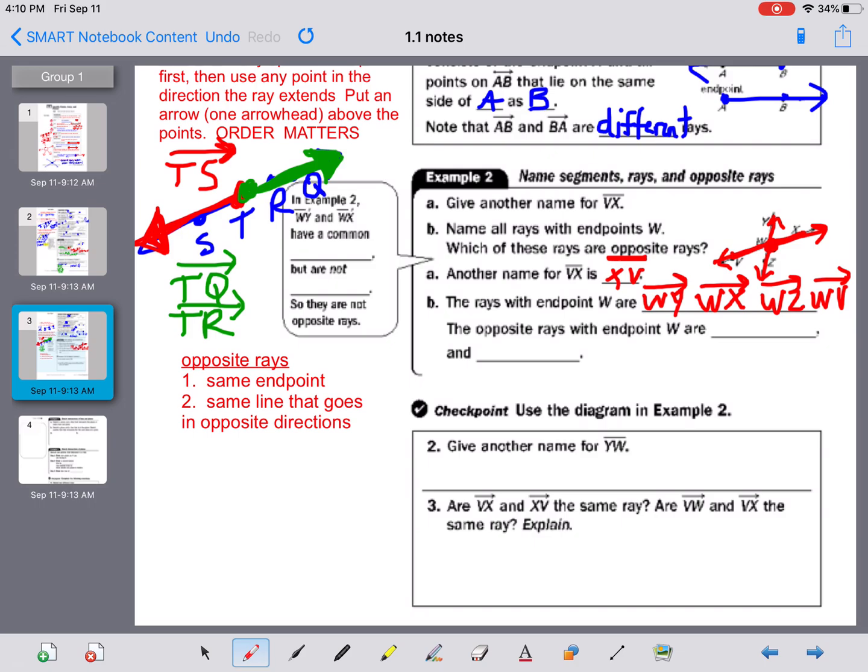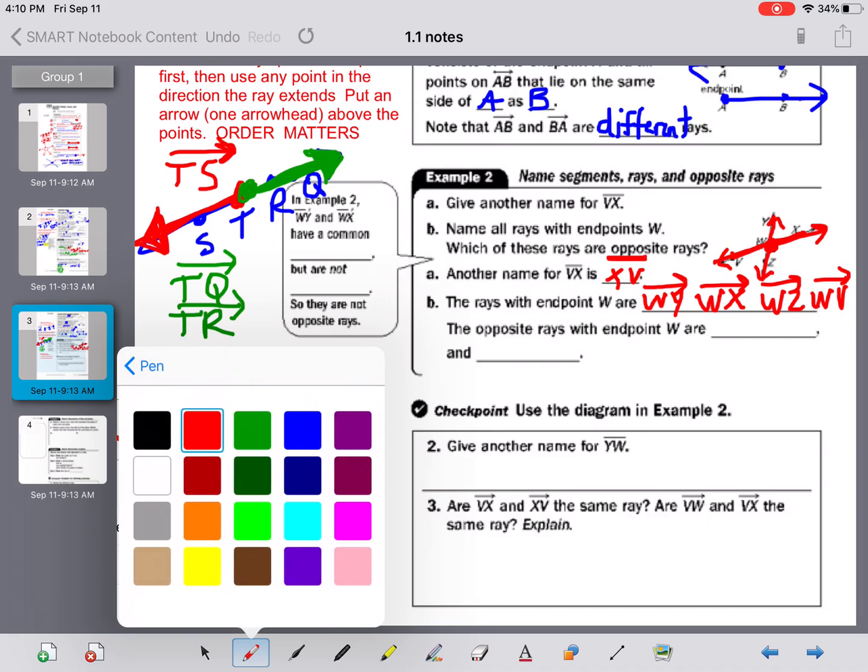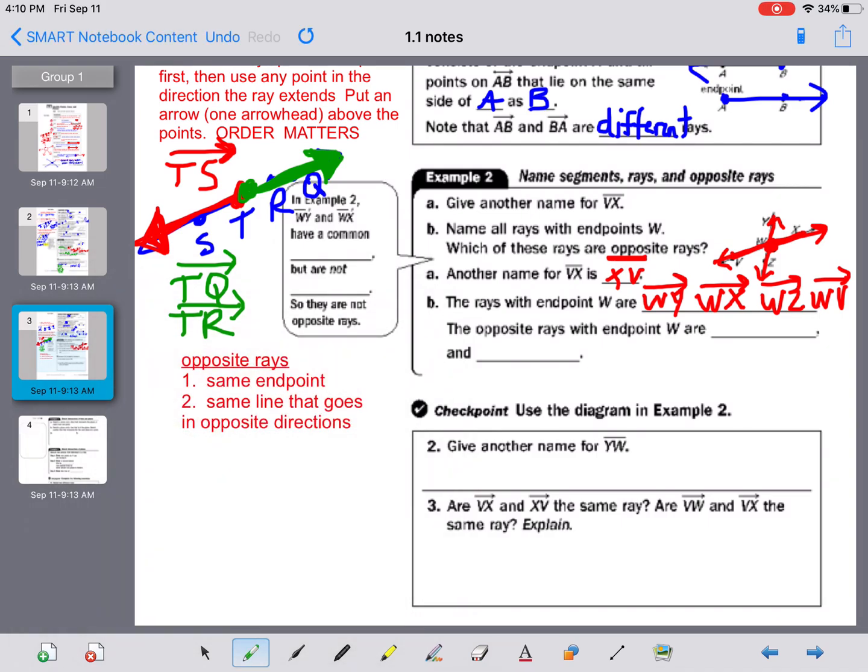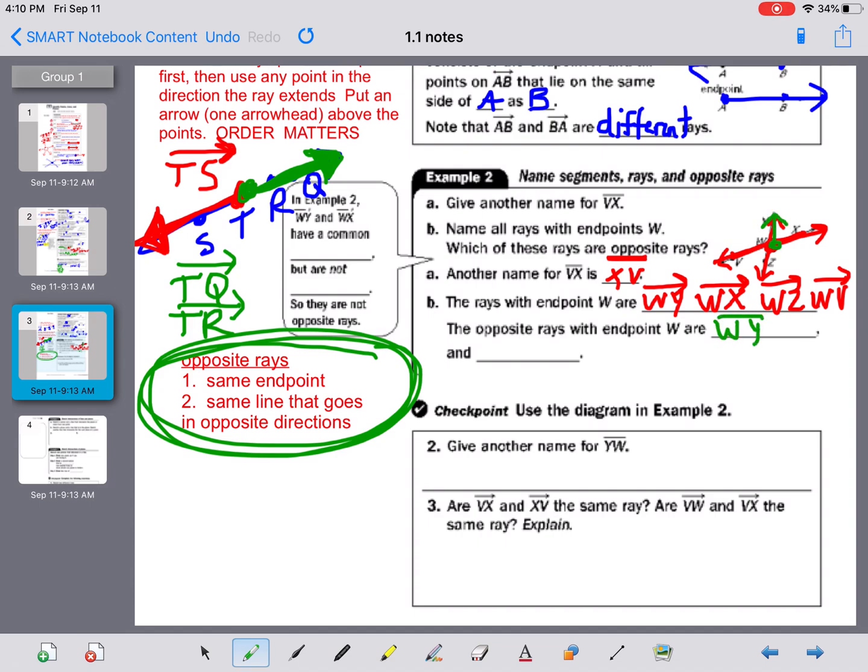All right, opposite rays. It says, which of these rays are opposite rays? Now, the reminder there is, think of it as being on the same road, going opposite directions. An opposite ray, I have that reminder here for you in the margin, needs to share the same endpoint, but it needs to go in opposite directions. So if I just start you out and say, I'm going to start with the ray WY, okay? WY is going up. What is its opposite ray? Well, it has to start at the same place, but go exactly opposite direction, so that one's going to be WZ.